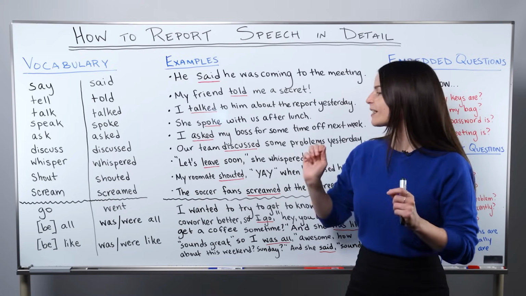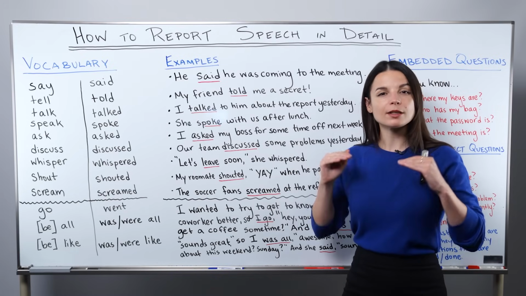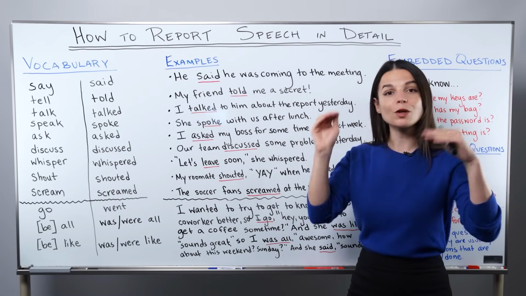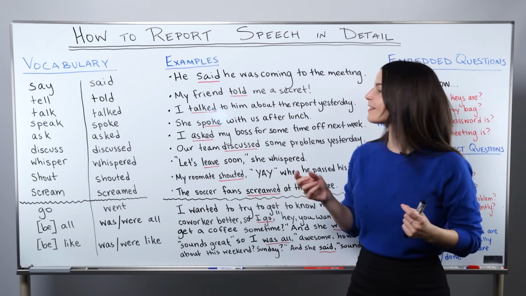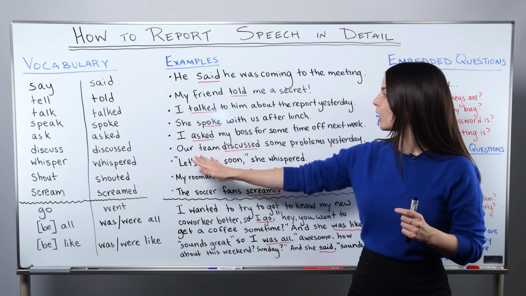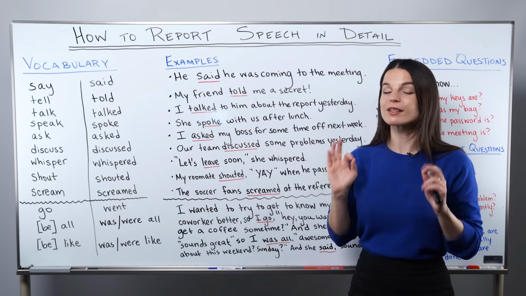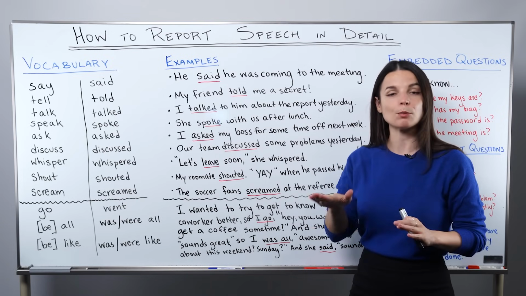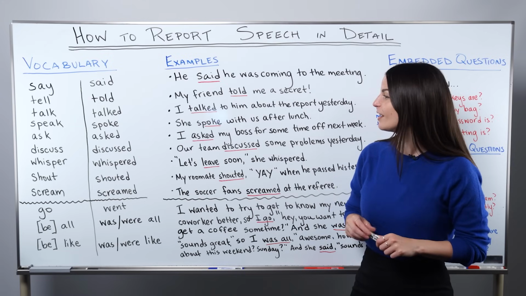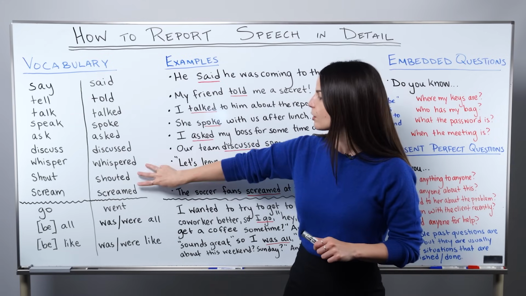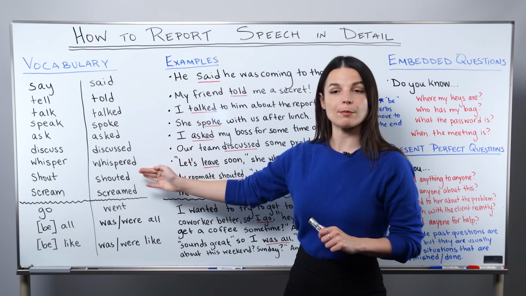So our team discussed some problems yesterday sounds a little bit more business-like. So you can use this word if you want to make your sentence sound a little bit more professional. Of course, I talked about it, or our team talked about some problems is also great. It just sounds a little more casual. So it's up to you which you want to choose. Okay, great. So let's go to the last three in this first part of the vocabulary list.